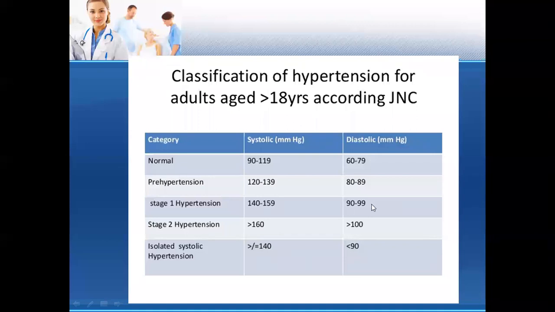Stage 1 hypertension, usually the systolic blood pressure is in between 140 to 159 or 160. What about the diastolic pressure? It is 90 to 99. Stage 2 hypertension is systolic more than 160, and the diastolic pressure is more than 100, millimeters of mercury.